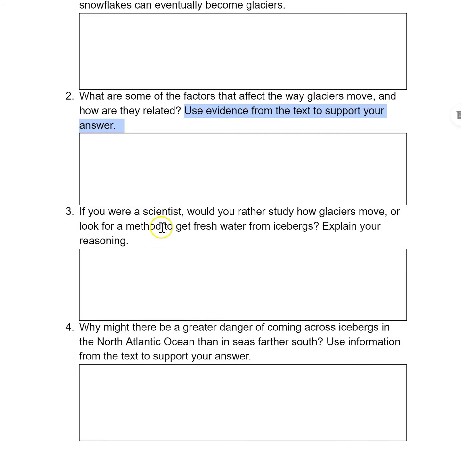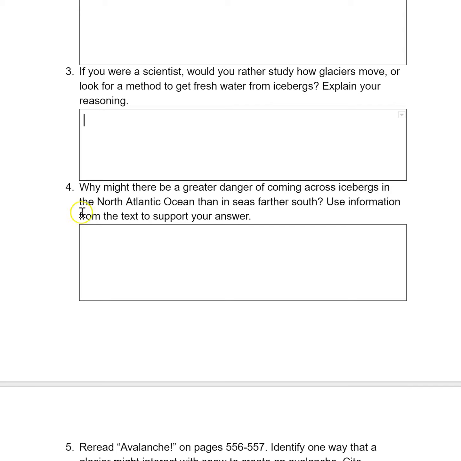Number 3, if you were a scientist, would you rather study how glaciers move or look for a method to get fresh water from icebergs? Explain your reasoning. So this one, it's just your opinion, one of the two, but then you have to give your reasoning behind it. Why would you want to do that? Okay, on to number 4.